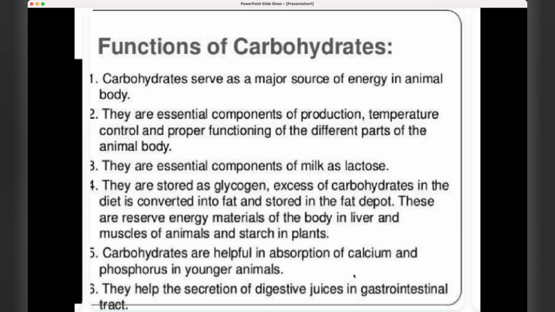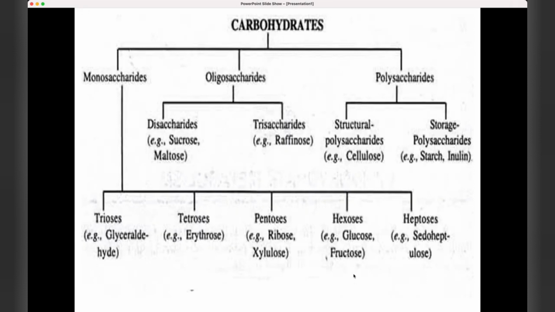And milk has essential components like lactose, and these are stored as glycogen. And excess carbohydrate in the diet is converted into fat, and it is stored in the fat depot. And these are reserve energy materials of the body in the liver and muscles of animals, and starch in plants. And carbohydrates are helpful in absorption of calcium and phosphorus in younger animals, and help to secrete digestive juices as well.